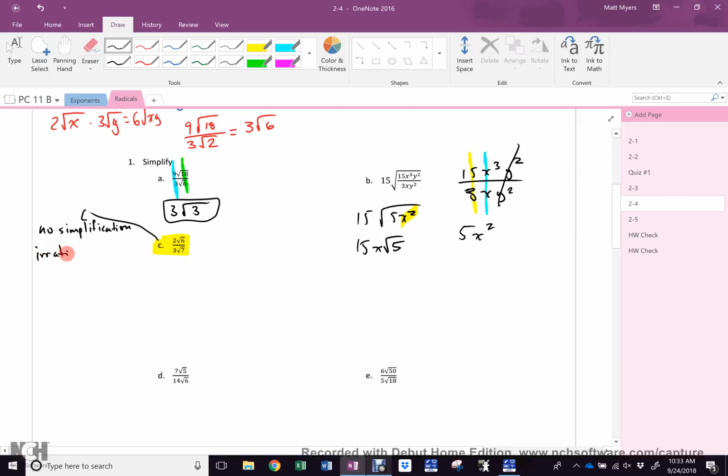Irrationals can't be in a denominator. They're not allowed to be there. Do I have an irrational in the denominator now? Right now, I do. How will I get rid of it?